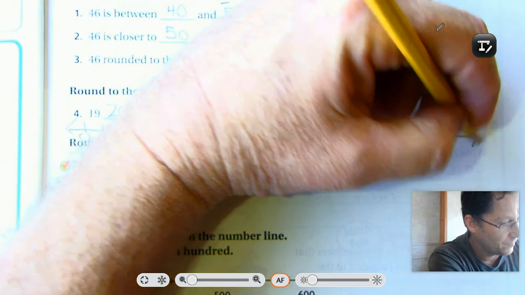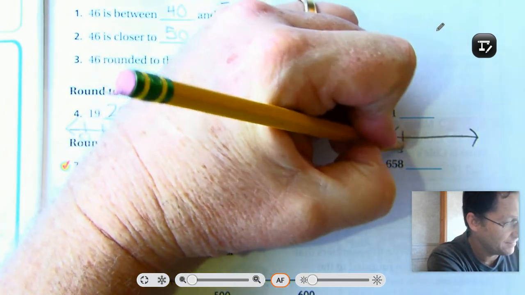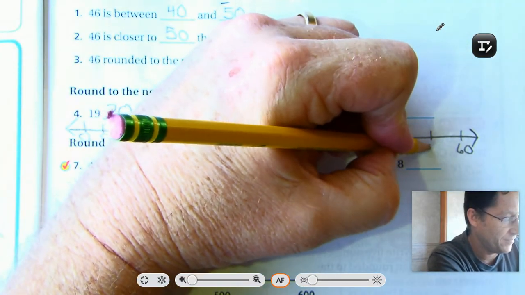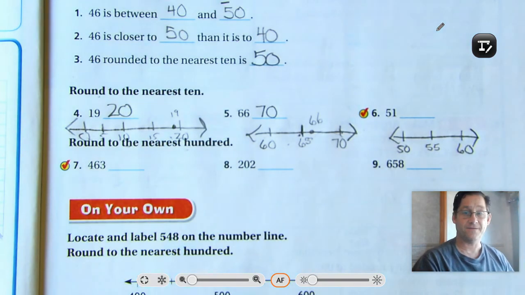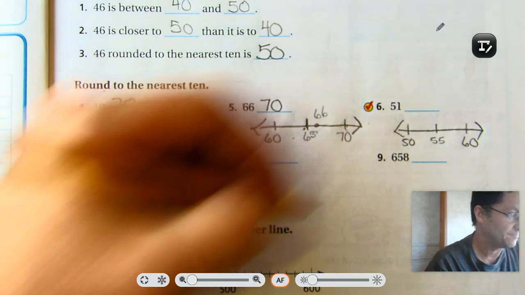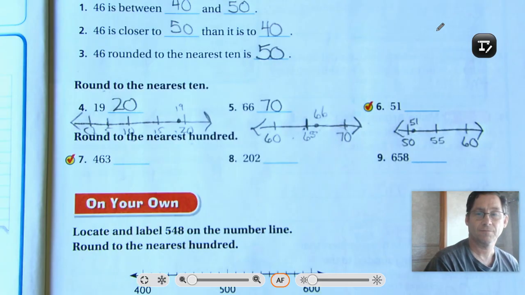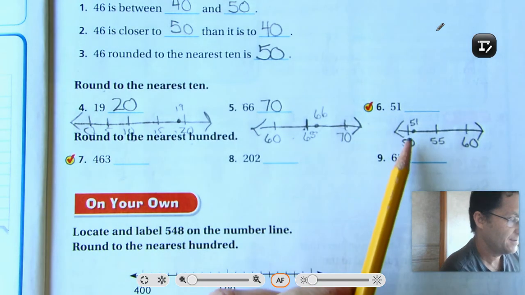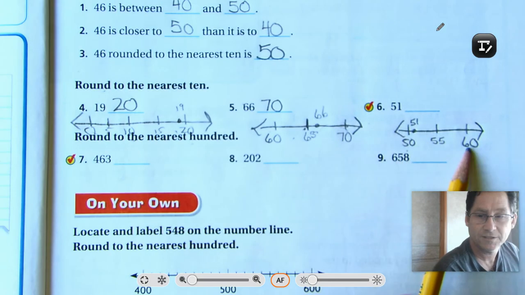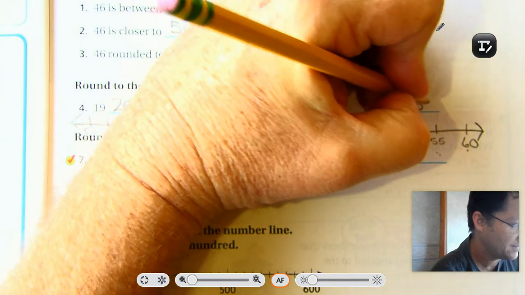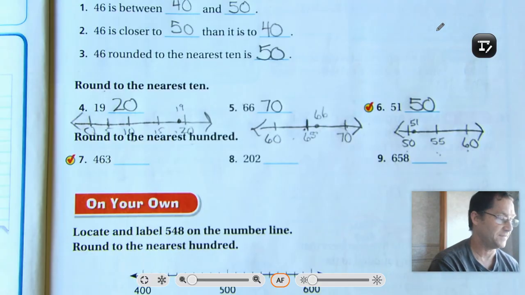51. Well, the tens before 51 is 50. The tens after 51 is 60. Halfway in between 50 and 60 is 55. So where would you put 51? 51 is close to 50. So to round 51, is 51 closer to 50 or 60? And we can also look at the midpoint here. We know halfway in between them is 55. The 51 is to the left of 55, so we are going to keep the tens place the same and have 50.